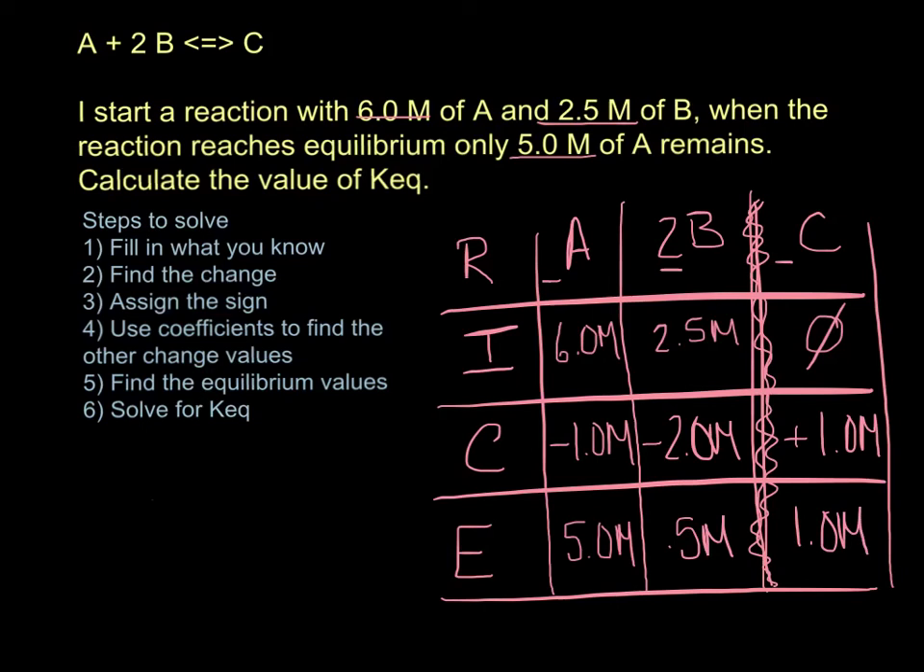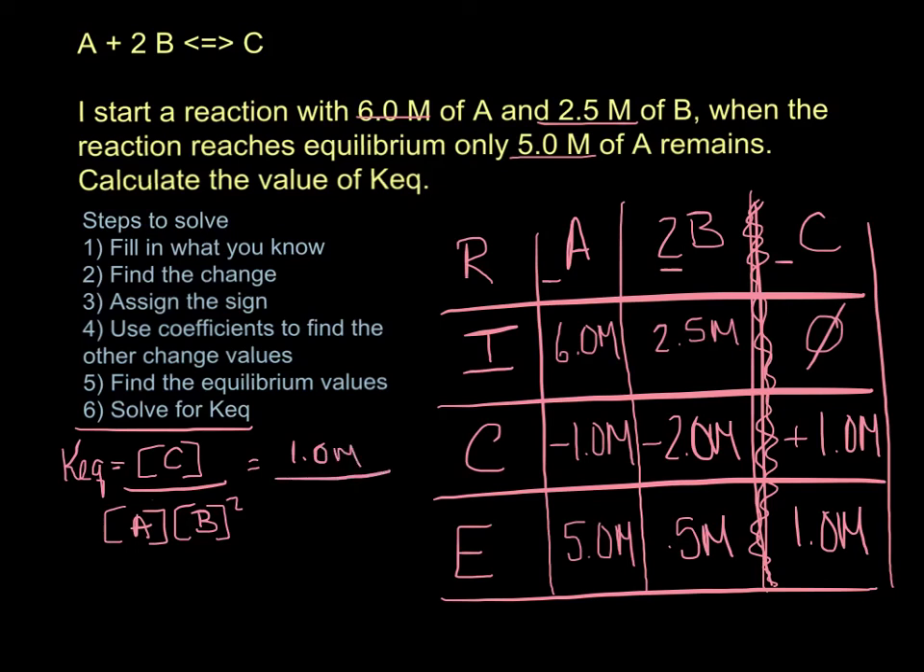Alright, we're almost finished. Now we know our equilibrium values, we can solve and find the KEQ. So our KEQ is equal to the concentration of the product raised to their coefficient over the concentration of the reactants raised to their coefficients. Alright, so we've got C on the top, that's 1.0 molarity. And on the bottom I have A, which is 5.0 molarity, times 0.5, which is squared. And if I solve this, I'm going to find that my KEQ is equal to 0.8.